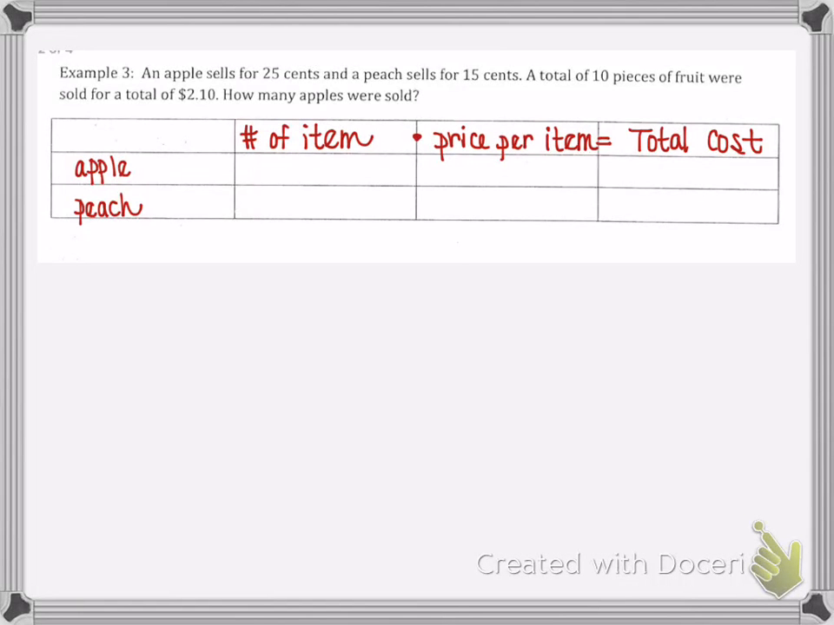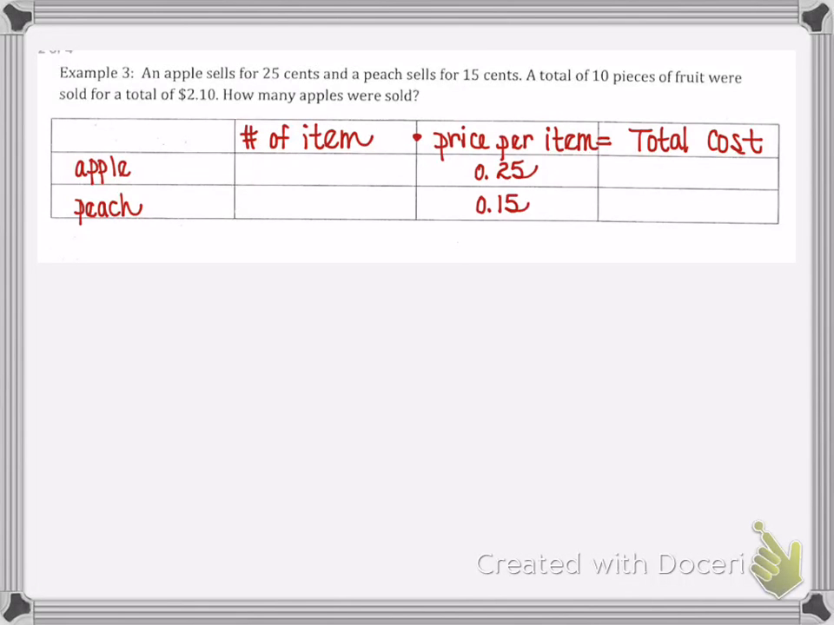For the next word problem, I'm going to look at an apple selling for 25 cents and a peach selling for 15 cents. A total of 10 pieces of fruit were sold for a total of $2.10. How many apples were sold? So I'm going to base my chart setup on the word problem from the first page of our notes, where we looked at the total cost is the number of items times the price per item.